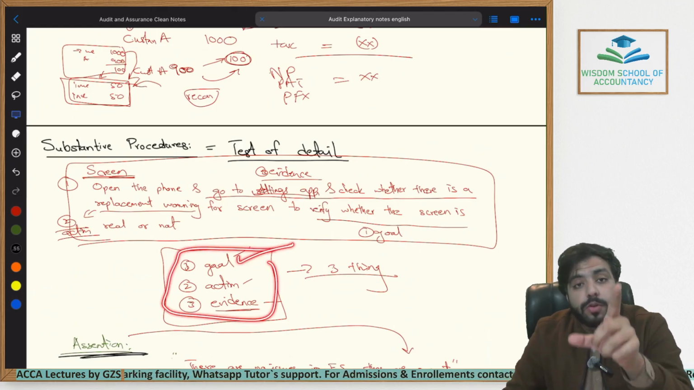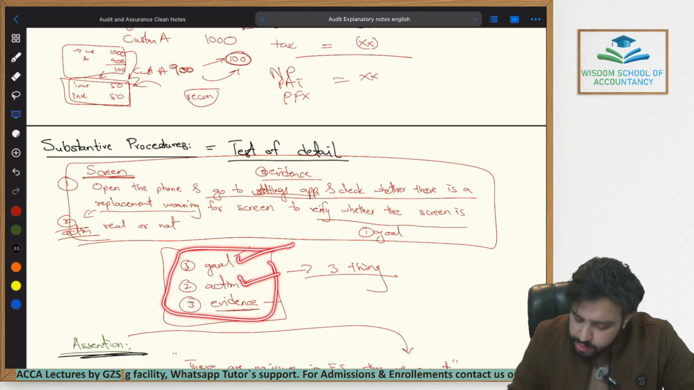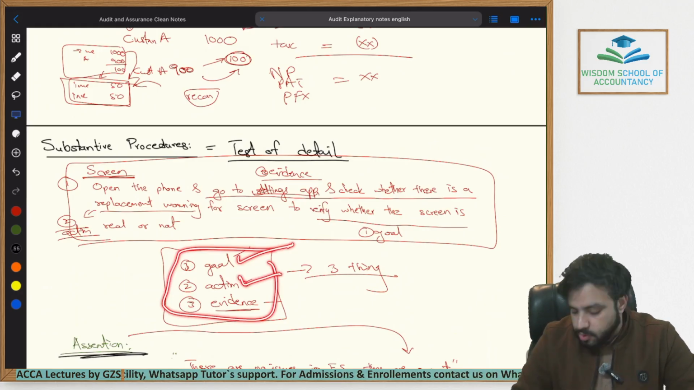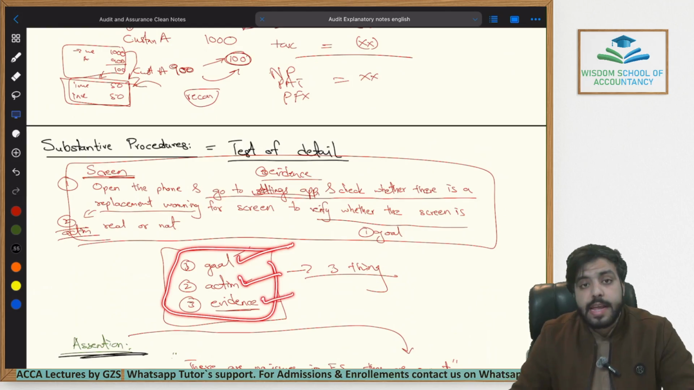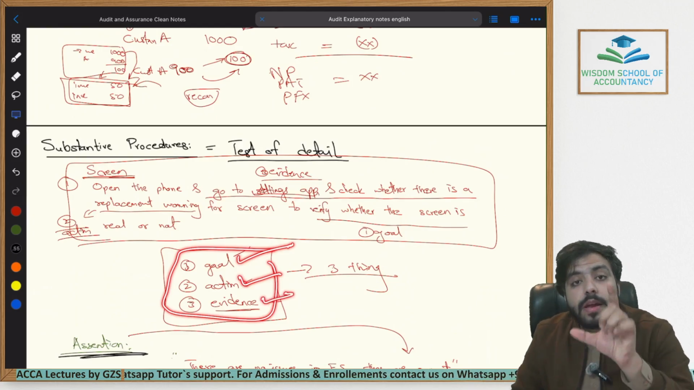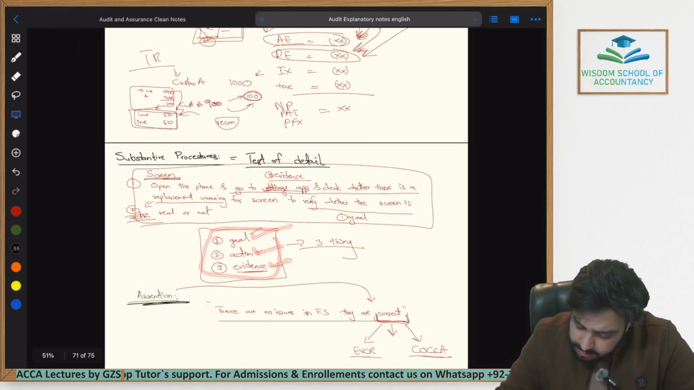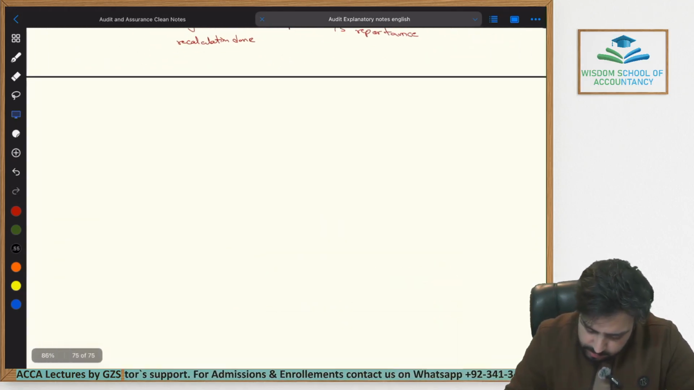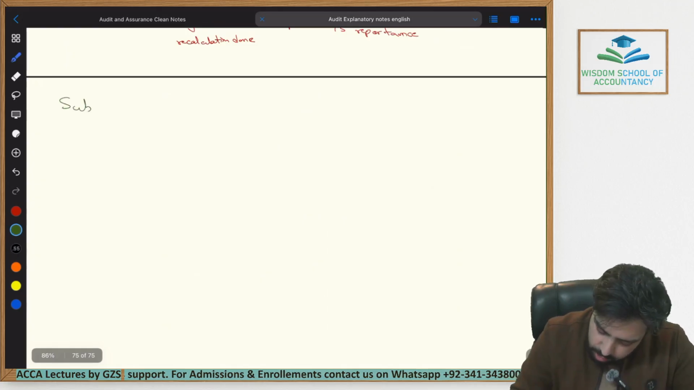Goal means what do you want to verify. Every single procedure has an action that an auditor has to take, and every single procedure has an area, which mentions where you will get the evidence from. So now let's come towards substantive procedures, how you will make the substantive procedures.